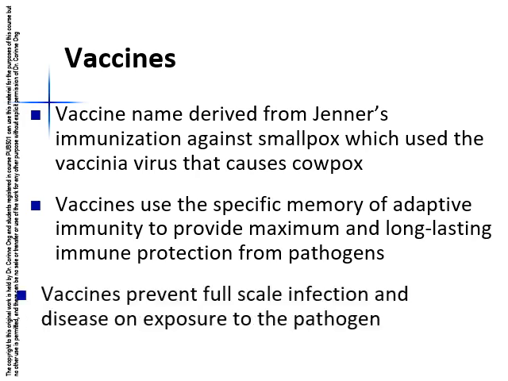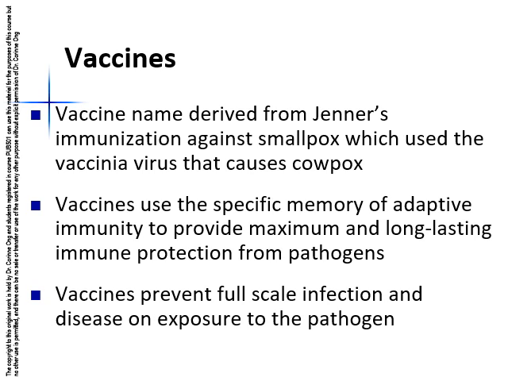The name for vaccines was derived from Edward Jenner's first immunization against smallpox, which used the vaccinia virus. This is a virus that causes cowpox, and vacca is the Latin word for cow. Vaccines use the specific memory of adaptive immunity to provide maximum and long-lasting immune protection from pathogens. Vaccines therefore prevent full-scale infection and disease when secondary exposure to the pathogen occurs.